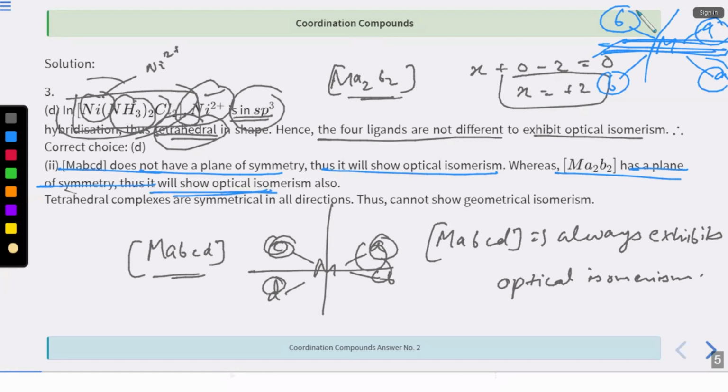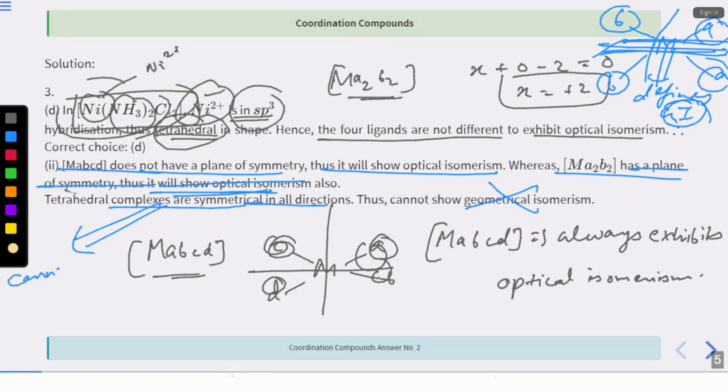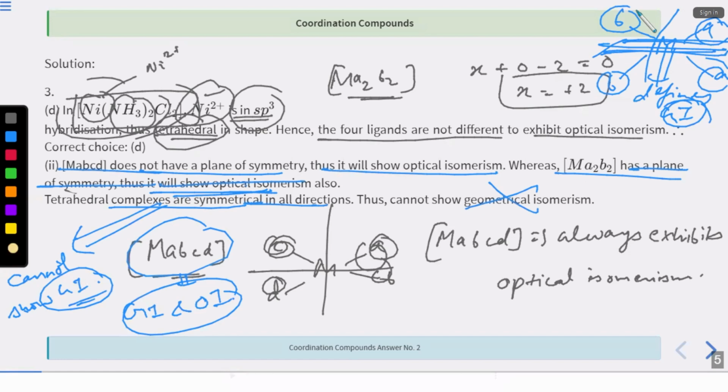Because plane of symmetry defines GI, not OI. It will not show geometrical isomerism. Tetrahedral complexes are symmetrical in all directions, so tetrahedral complexes cannot show GI, because of the plane of symmetry. And MABCD shows both: GI and also OI, optical isomerism. Cool. So it always exhibits optical isomerism, as shown here. And MA2B2 has a plane of symmetry. They are symmetrical in all directions. It cannot show geometrical isomerism.